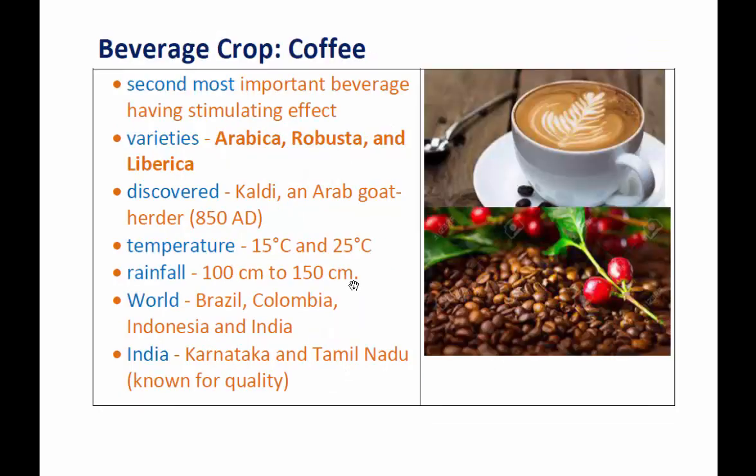So next, let's go to coffee. It's a beverage crop, and it is also the second most important beverage having a stimulating effect. There are mostly three varieties of coffee. The first one is what we call Arabica. Let's repeat again: Arabica, Robusta, and Liberica. So these are the three varieties of coffee.